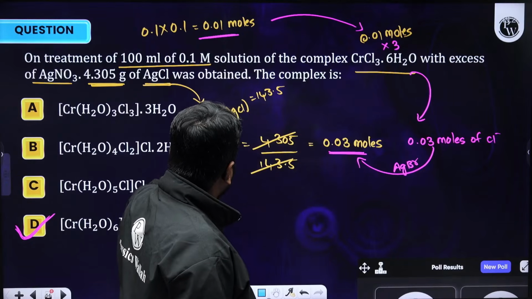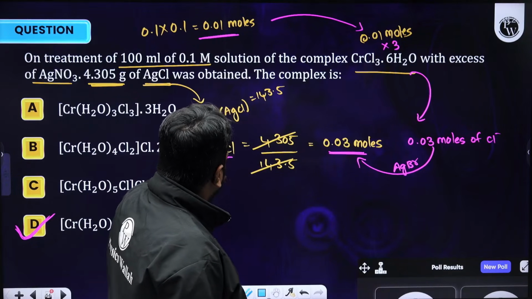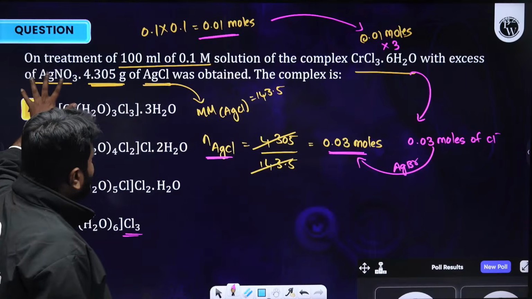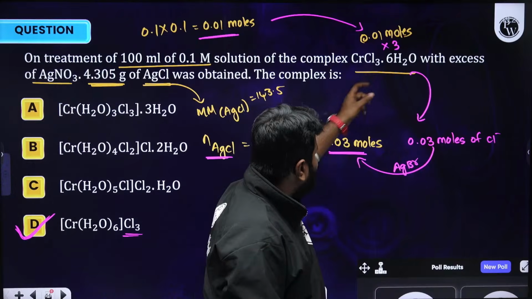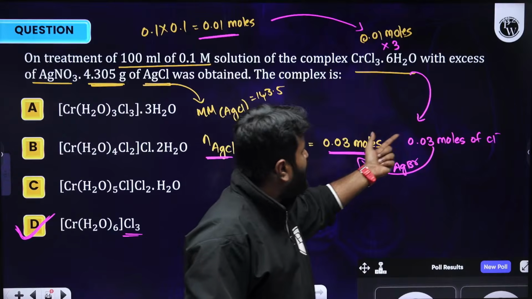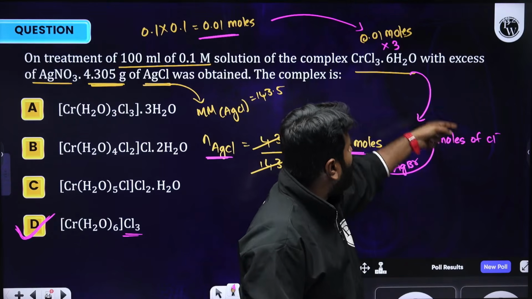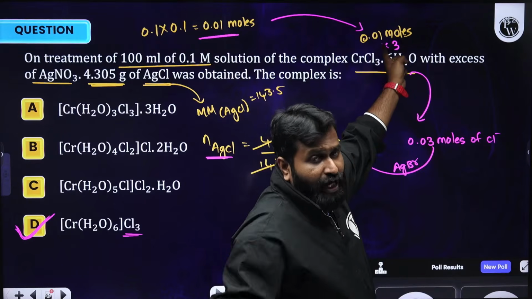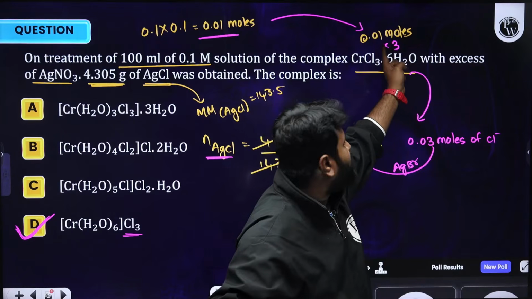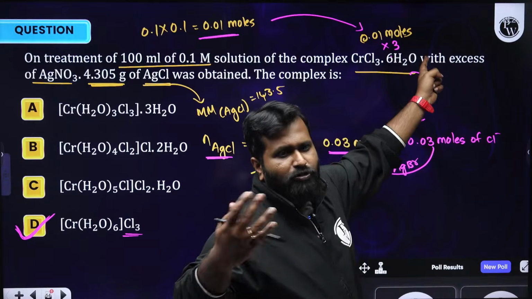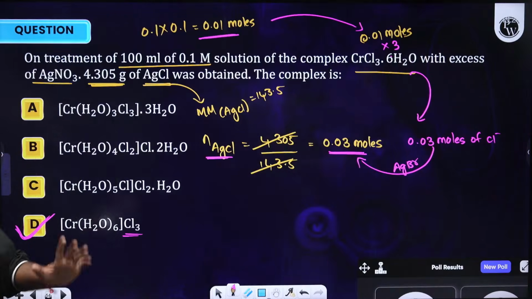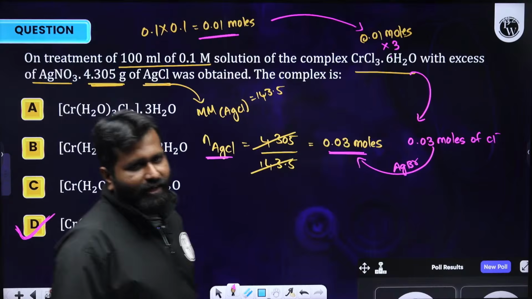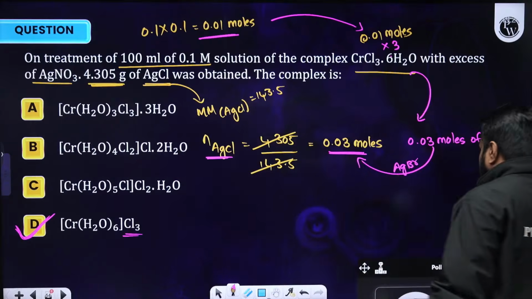0.03 moles of AgCl I am getting means with AgNO3 how many chloride ions would have reacted? 0.03 only. If 0.03 moles of chloride ion is present outside, what is the concentration of complex? 0.01. How many moles of chloride ion should be present outside? Then I will get 0.03. 3 moles of chloride ion. So option D is the right answer. Clear? Perfect. Next question.